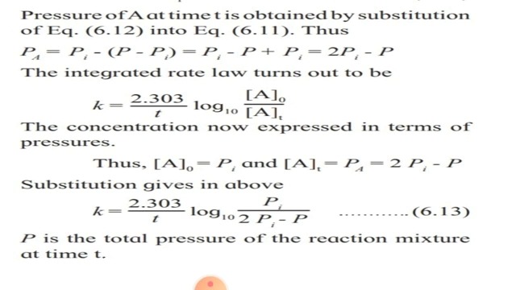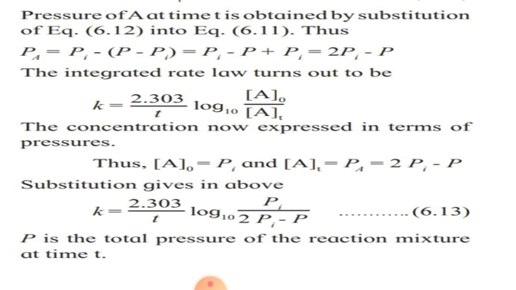Our first equation is Pa is equal to Pi minus X, and the value we get for X is X is equal to P minus Pi. Substituting the value, we get Pa is equal to Pi minus, in brackets, P minus Pi. Opening the bracket, we get Pa is equal to Pi minus P plus Pi. So Pi plus Pi gives 2Pi, so Pa is 2Pi minus P.